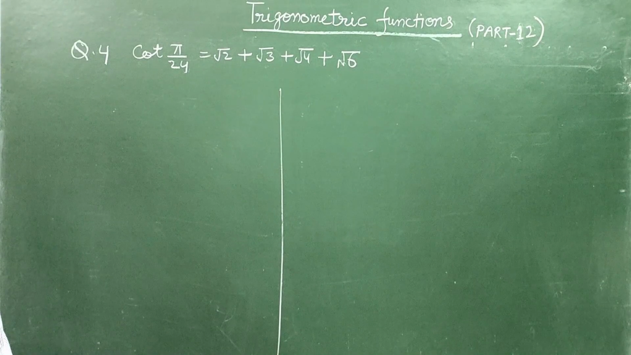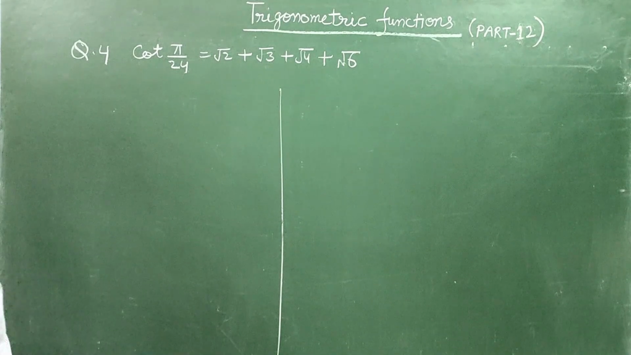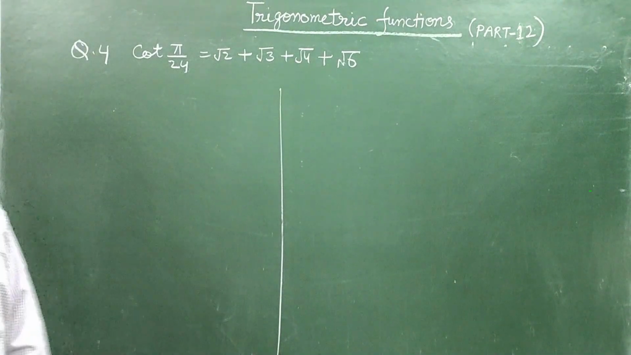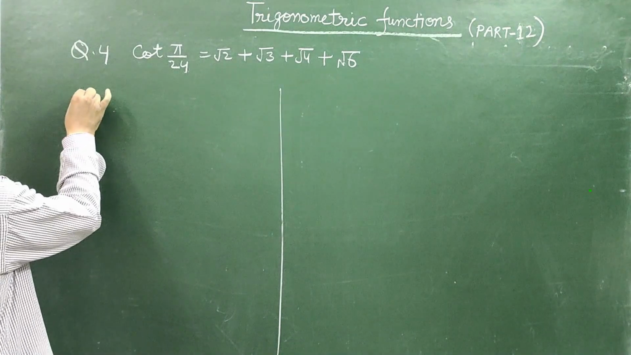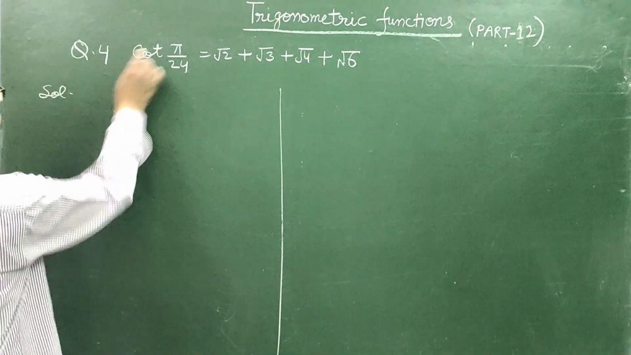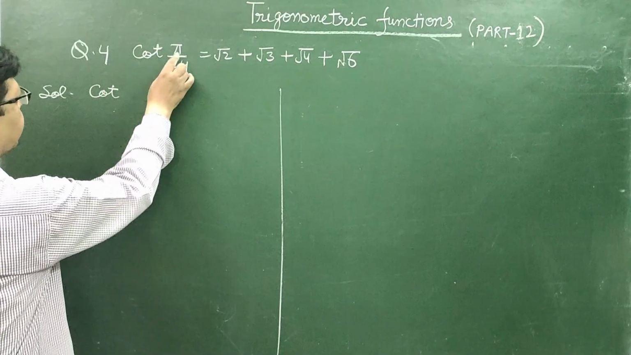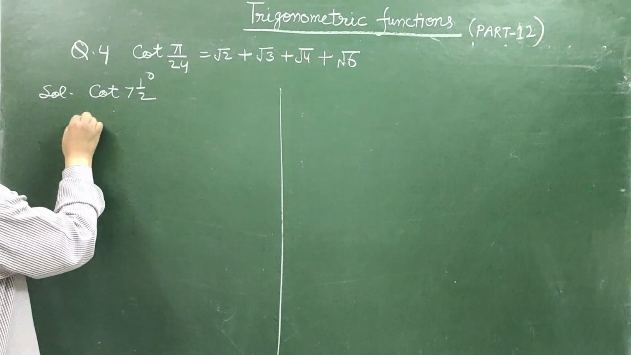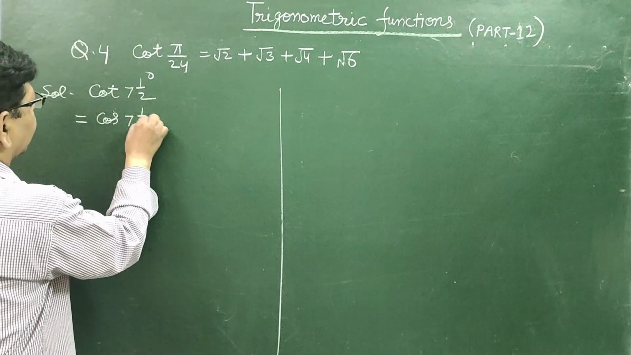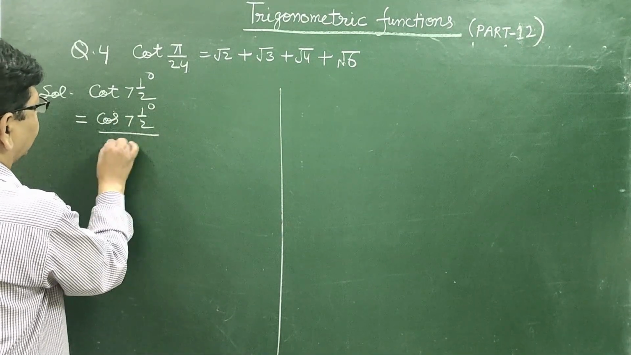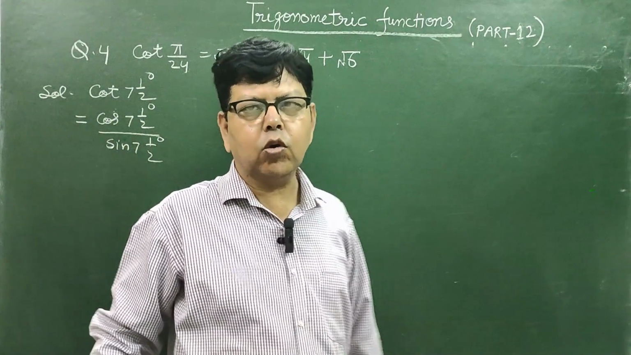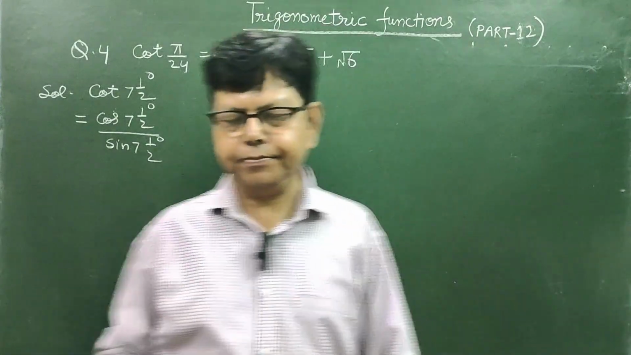4. 180 divided by 12 is 15 degrees, so 7.5 degrees. Cos 7.5 degrees is equal to root 2 plus root 3 plus root 4 plus under root 6. So I will consider here the left hand side. Cot of π/24 means 7.5 degrees, which is equal to cos 7.5 degrees divided by sin 7.5 degrees, because you know cot θ is equal to cos θ upon sin θ.